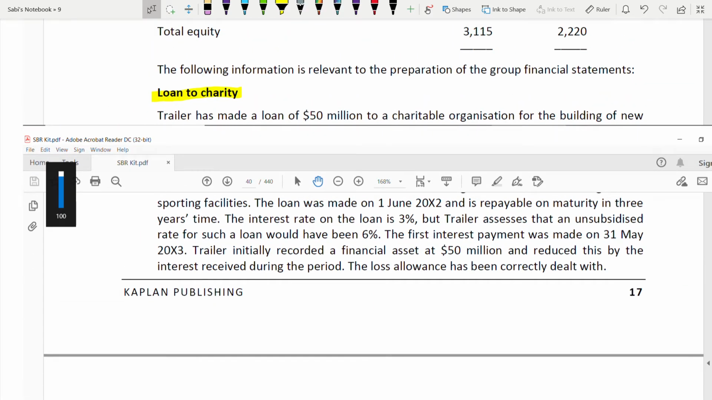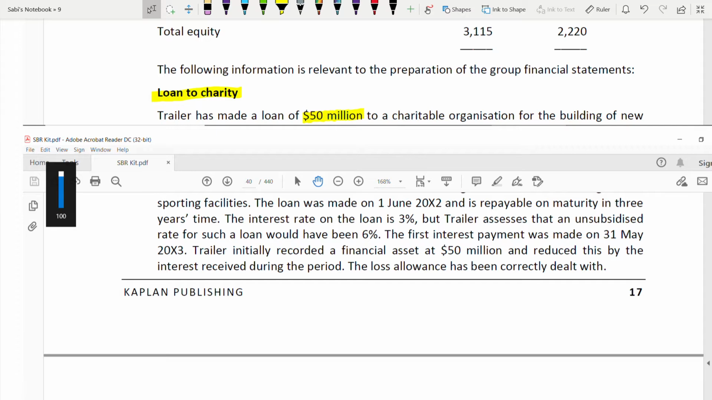Trailer has made a loan of 50 million to a charitable organization for the building of new sporting facilities. How much? 50 million. Always highlight the amounts. The loan was made on 1st of June 2002 and is repayable on maturity in 3 years' time. When was it made? 1st of June 2002.